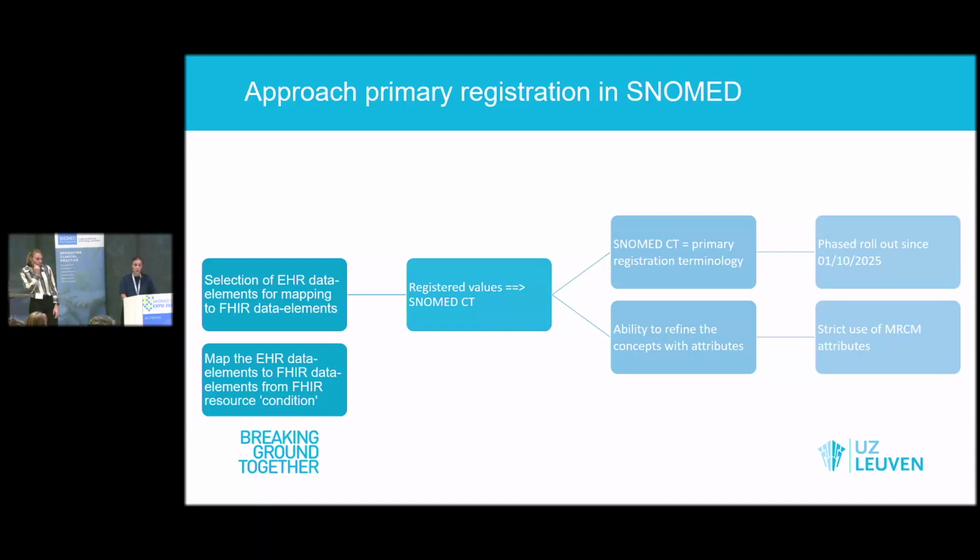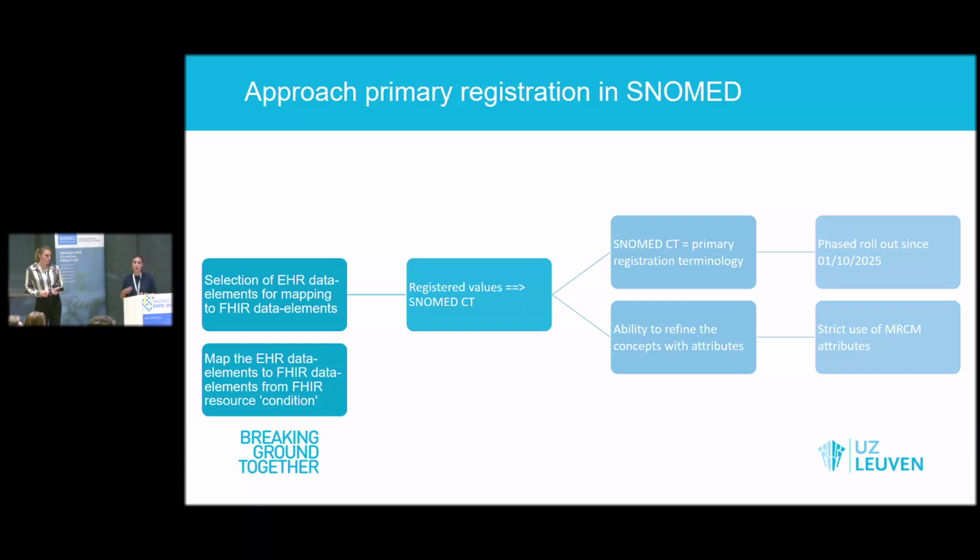So that was the first way, mapping the legacy codes. There was another route we took. Since the 1st of October, we have a phased rollout of our primary diagnosis registration in SNOMED CT in the problem list of our electronic patient records. And what we did there was, we have SNOMED CT already there, but we give the ability to the physicians to refine their concepts with attributes.